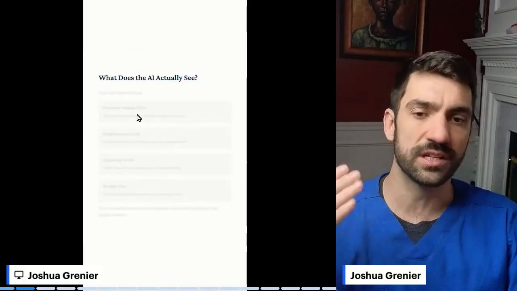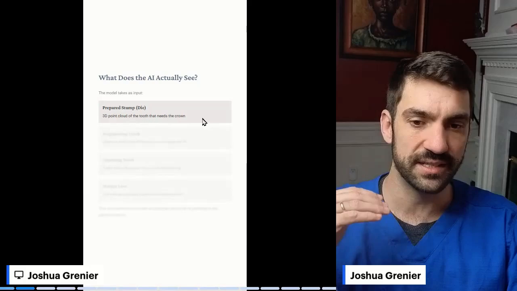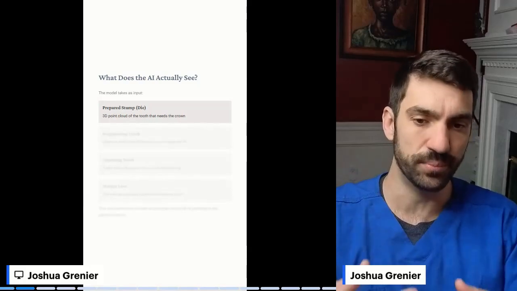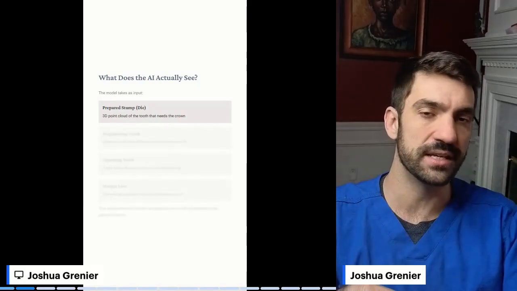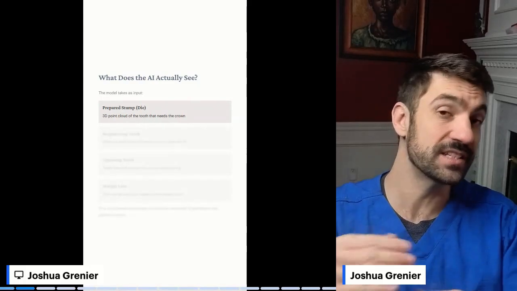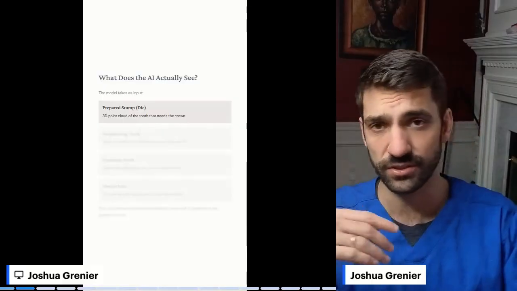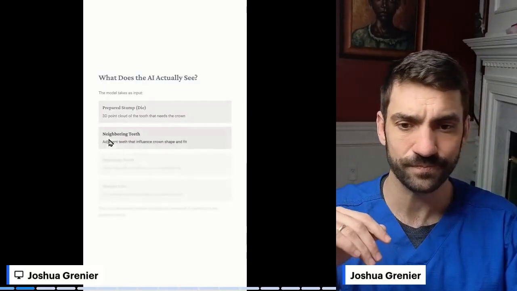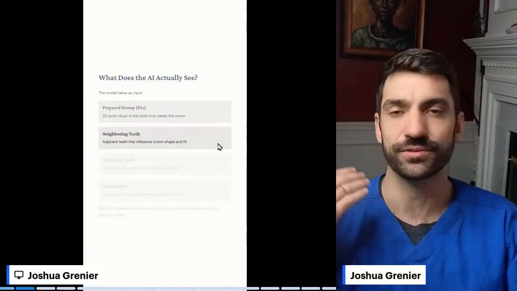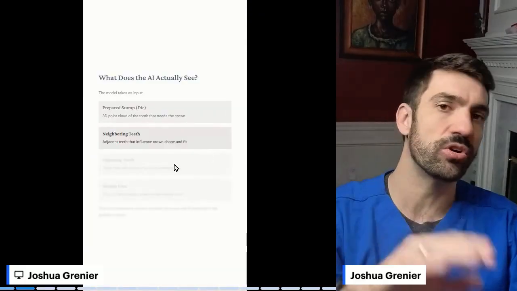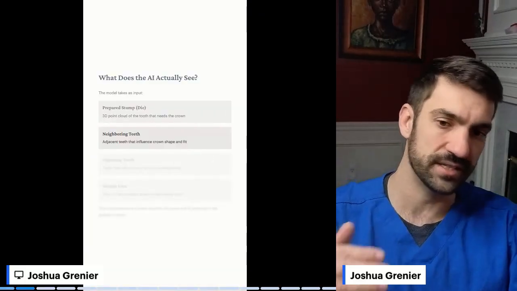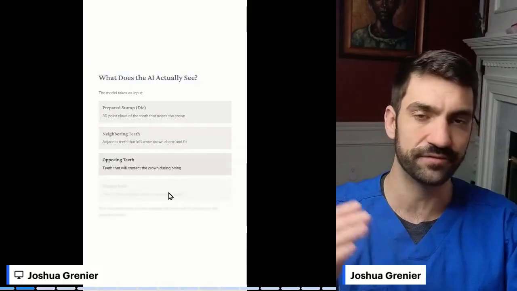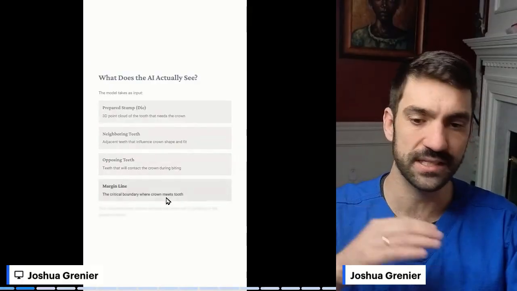But really what it comes down to is, what does it actually see? What is the input? And it's all based on a 3D point cloud. And this is the same thing you would get from doing an intraoral scan. It's not generating a mesh, it's generating a point cloud. And you're also going to see neighboring teeth. This is all the sort of data that is continually fed into it. The same thing you would get from a single tooth scan. That's all this is, a margin line.